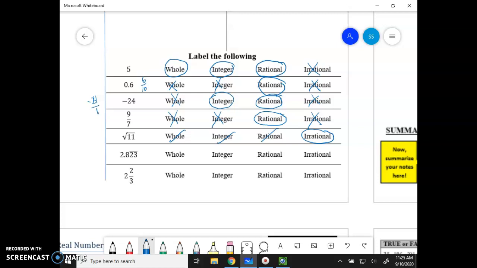All right, 2.823, and it looks like the 23 repeats because the line is over top. So that's definitely not whole, definitely not an integer. It is only rational because it is a repeating decimal. All right, and last one here. I mentioned this before. It's a mixed number, so it's a fraction. So it's definitely not whole. A whole number would just be 2, right, or something like that. So it's not whole. It's not an integer. It is just rational.